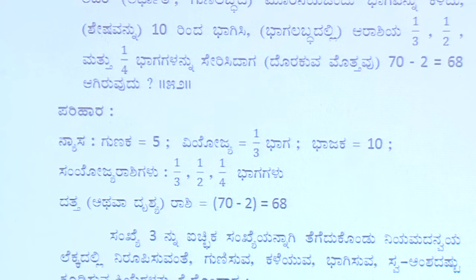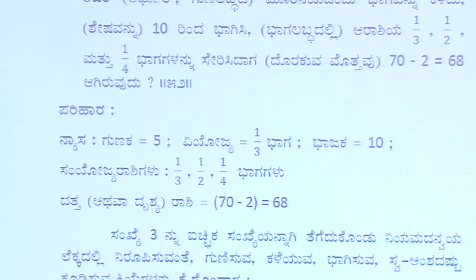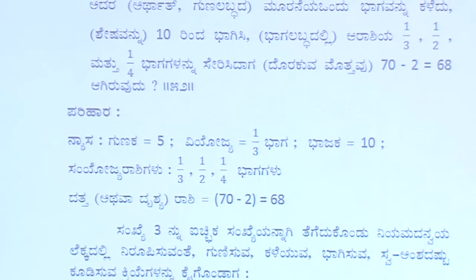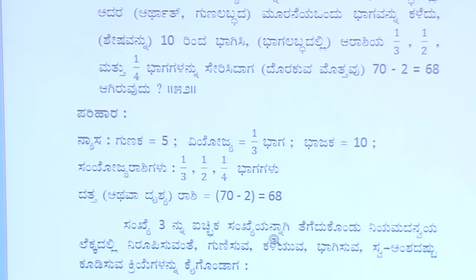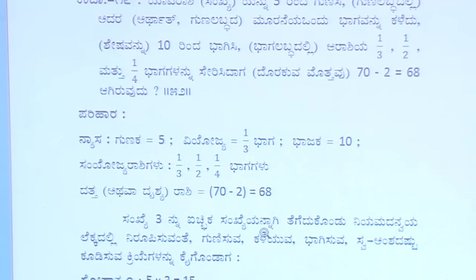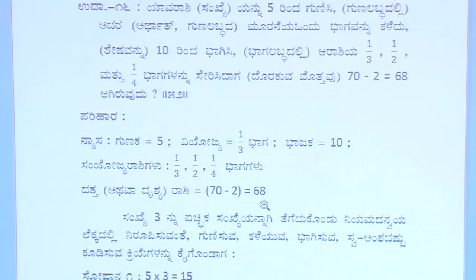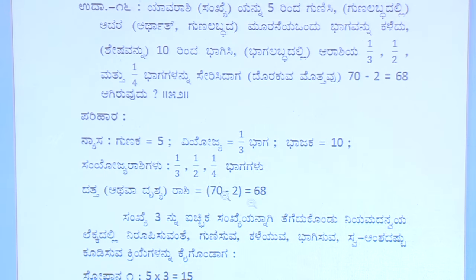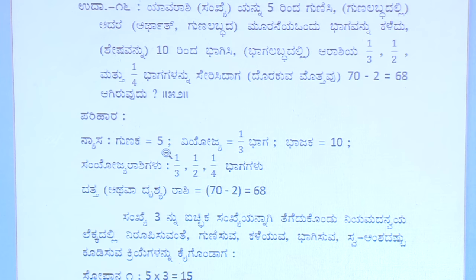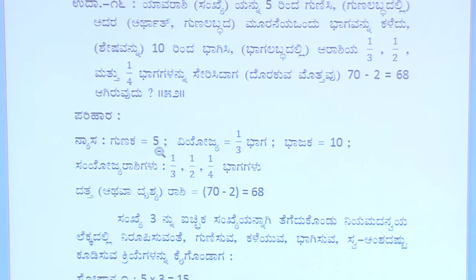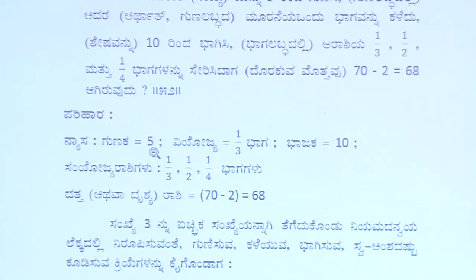Parihara, that is solution. Solution of the problem posed. Nyasa, that is the given things in the problem. Which are the given things? Gunaka, we have to multiply by 5. The multiplicator or gunaka is 5.